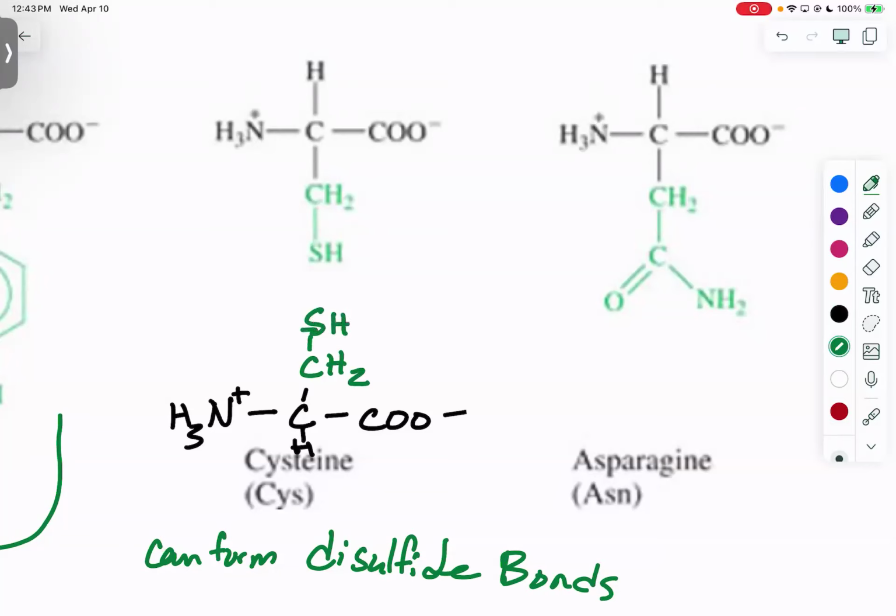So what will happen is each of these sulfurs will lose the hydrogens. They'll lose those hydrogens, and they'll form a bond between the two sulfurs. That is the disulfide bond. And it creates like a bridge that locks the protein into a particular conformation. It's really strong because it's covalent.